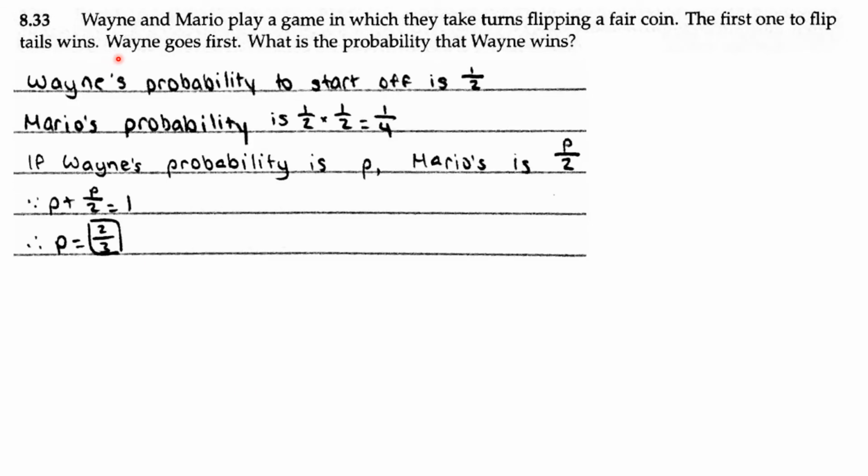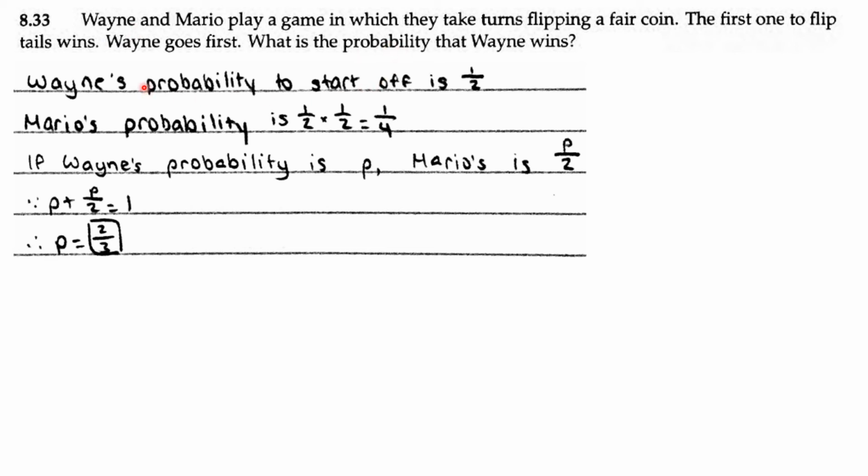AoPS counting and probability 8.33. Wayne and Mario play a game in which they take turns flipping a fair coin. The first one to flip tails wins. Wayne goes first. What is the probability that Wayne wins?